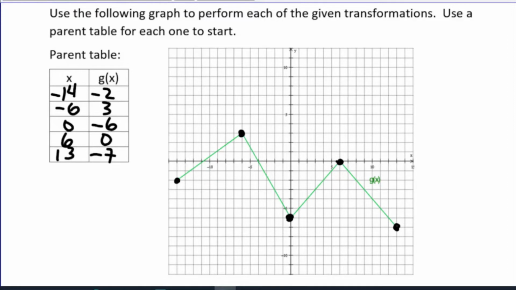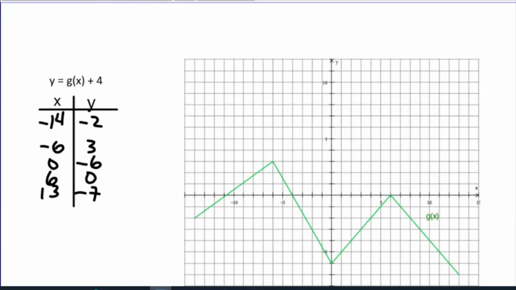So if we move to the next slide at this point, you will see that I have listed a transformation that we would like to do to this graph. And that transformation is right here. Y is equal to g of x plus 4. So basically this is saying take the g of x graph, which is the original graph that you see on the screen, and adjust it with the plus 4 using the proper technique.